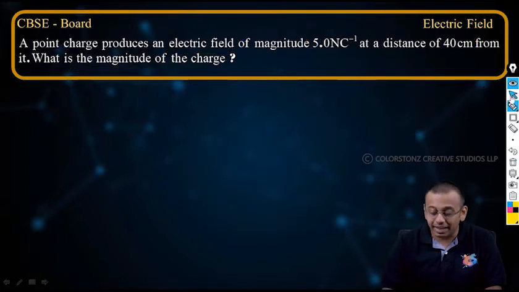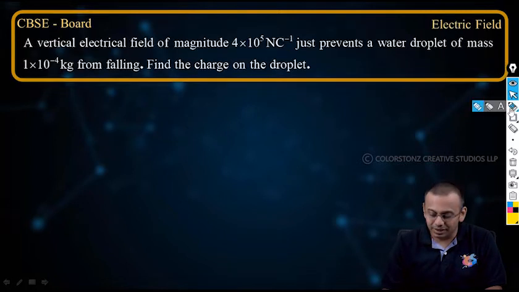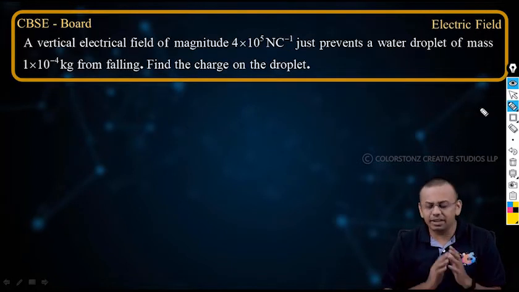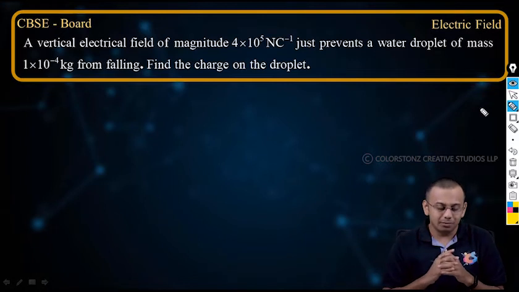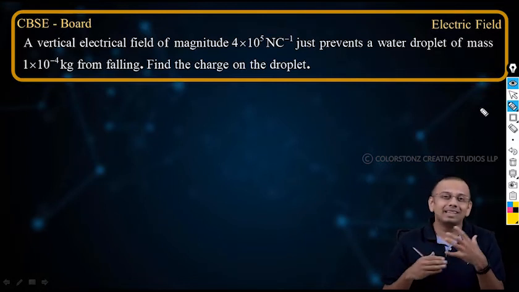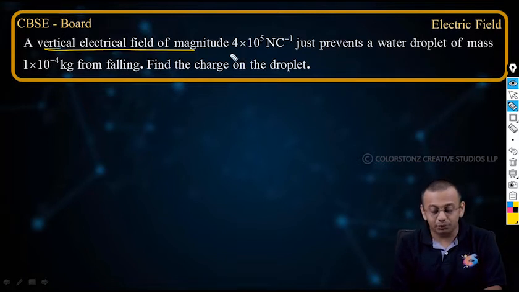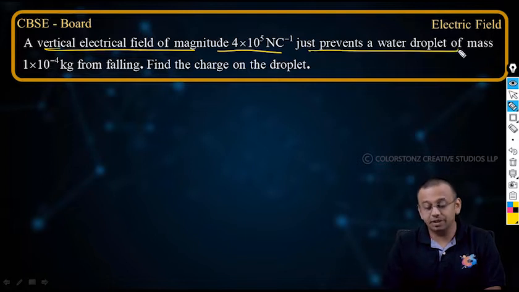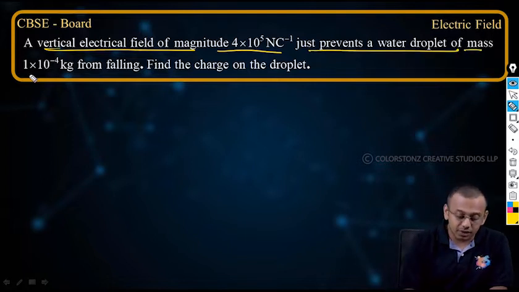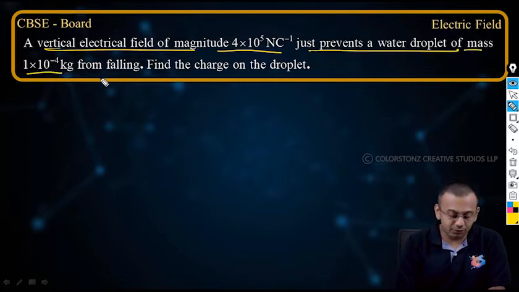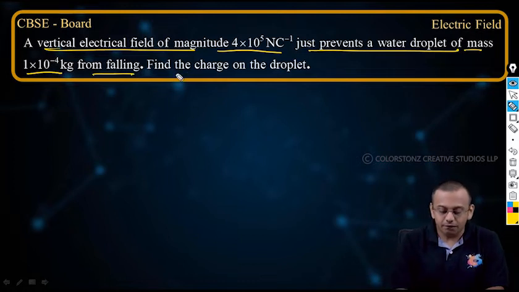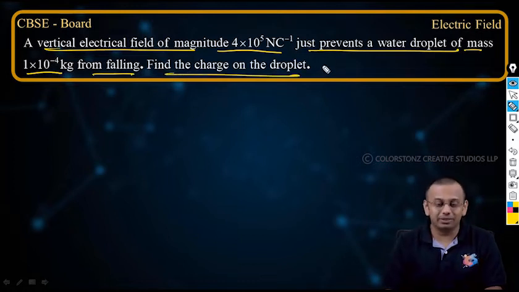Let's go to the next problem. So this is the next question that we have. Again, it's a simple board level question, but a slightly different idea. A vertical electric field of magnitude 4 into 10 to the power 5 Newton per Coulomb just prevents a water droplet of mass 1 into 10 power minus 4 kg from falling. Find the charge on the droplet.